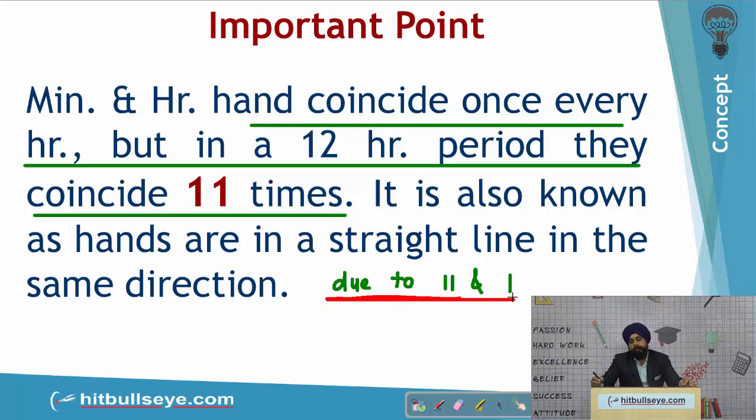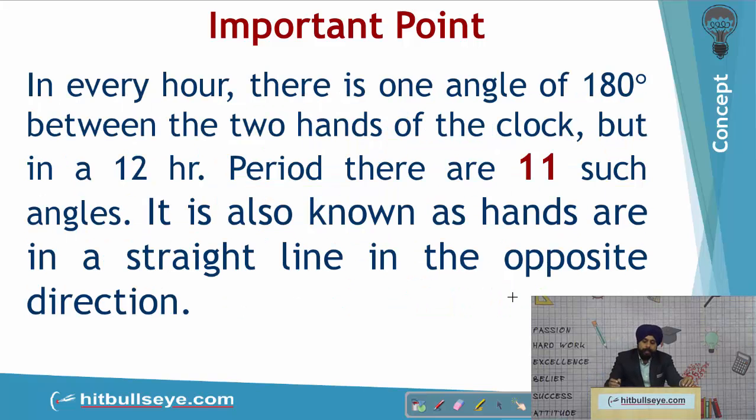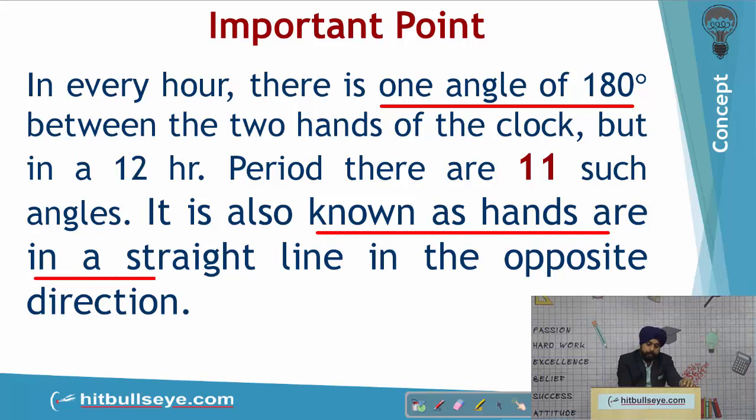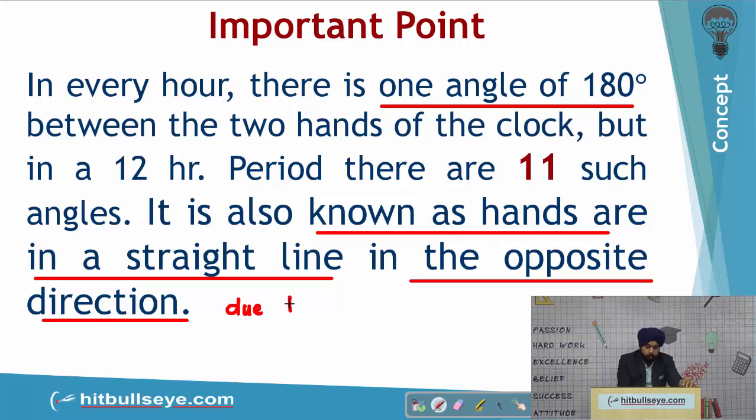which is exactly at 12 o'clock. After that, every hour there is one angle of 180 degrees, students, between the hands of the clock. But again, in a 12-hour period, there are 11 such angles, and it is also known as the hands being in a straight line in the opposite direction. And students, this is due to only one such angle between 5 and 7 o'clock. Between 5 and 7, there is only one such angle, which is exactly at 6 o'clock.